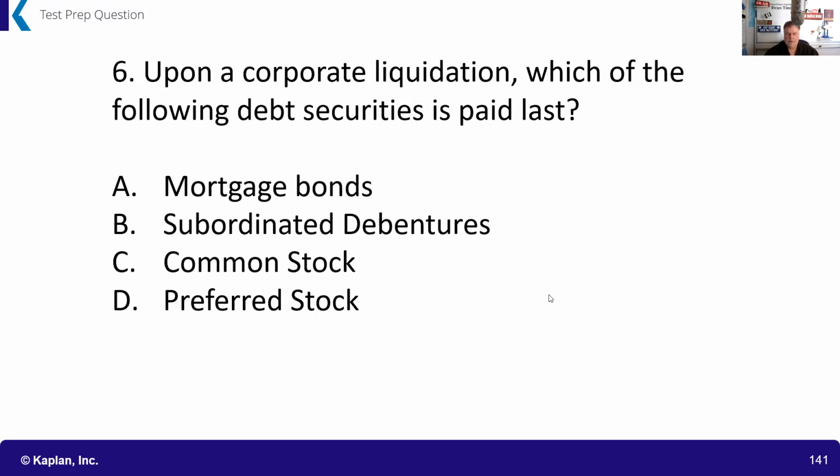Very testable, the order of priority, or priority in liquidation. Six: upon a corporate liquidation, which of the following debt securities is paid last? Now, again, your Series 7 is a giant reading test. You've got to read carefully. It says debt securities, so this goes out the door because it didn't ask us about equity securities. And so subordinated debentures get paid after the mortgage bonds. Now, you should be able to do all of the securities from junior to senior or senior to junior. So it's secured debt, unsecured debt, preferred, common, or from junior to senior in liquidation: common, preferred, unsecured debt, secured debt.